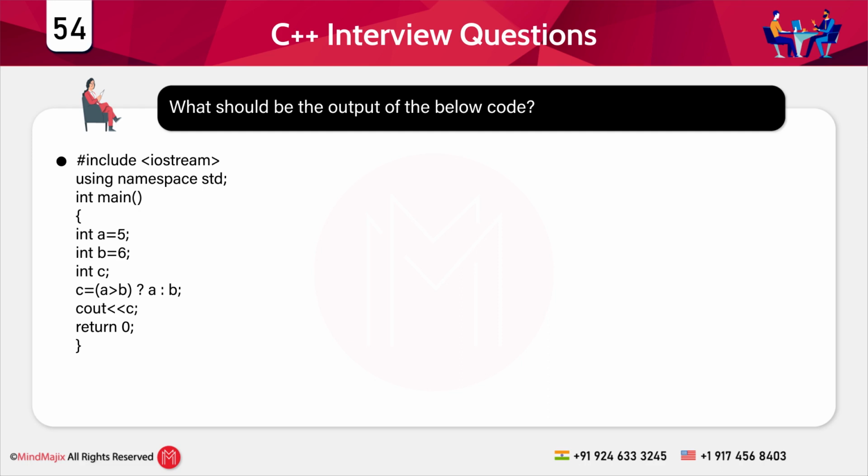Here we have two variables, integer a equal to 5, integer b equal to 6, and we also have an integer c. Here we have c equal to a is greater than b, then the question mark operator, and following that we have a colon b. We have to guess what is the output of the variable c and return 0. The output over here will be 6. Why will it be 6? Here we are using the ternary operator, and a is less than b, which violates the condition, and that is why we get the output as 6.